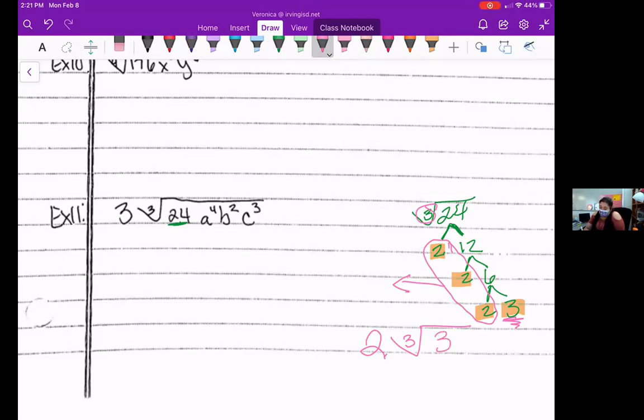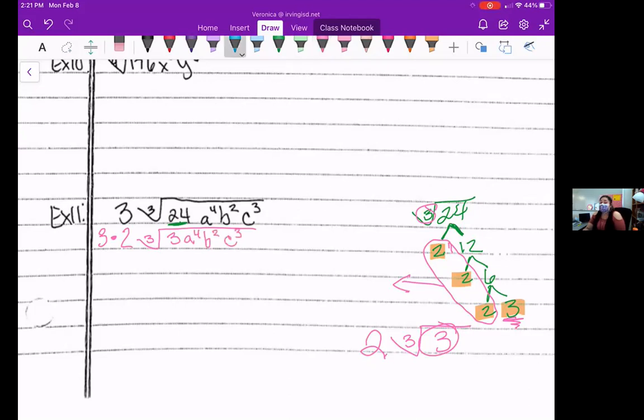So what does this mean? How does this fit into what we just did? That means that on the outside, I already had a 3. Now I'm going to multiply that with the 2 that I took out, that cube root that I took out, or that perfect cube. And then on the inside, we have this 3. And then we have a to the power of 4, b squared, and then c to the power of 3.